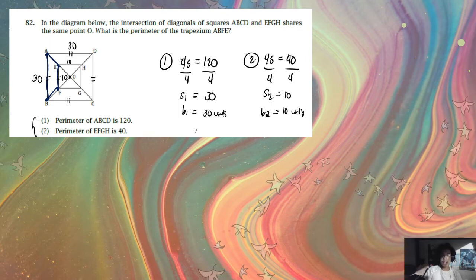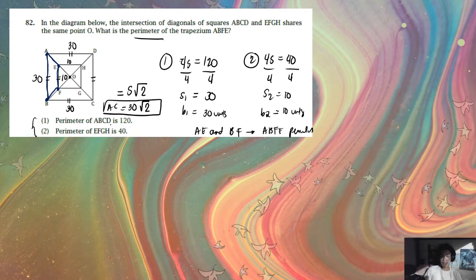Okay, so we just need to find AE and BF to find the perimeter of ABFE. So how will we do that? Okay, so in a square, there is a diagonal. We always find diagonals in a square. And that diagonal is always equal to the side measurement multiplied by the square root of 2. Now, if the side measurement is equal to 30, and we multiply that by the square root of 2, that's going to be the value of AC. So AC is equal to 30 square root of 2.